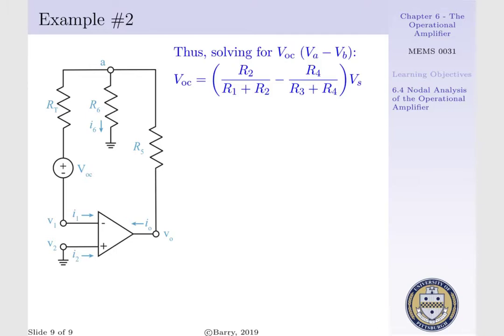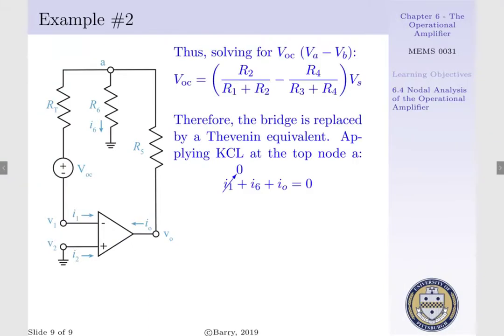Now to relate our input and output, we'd want to construct KCL at node A. In doing such, we'd have I1, I6, and I out exiting. And we'd have no current entering. That is, I1 plus I6 plus I out is equal to 0. From our ideal operational amplifier equations, I1 is equal to 0. Or if we apply Ohm's law to this particular KCL equation, we'd have I6, which is VA per R6, plus I out, which is equal to VA minus V out per R5 is equal to 0.